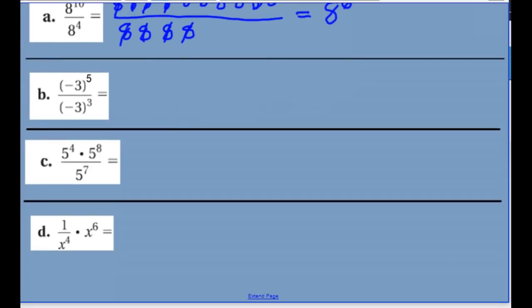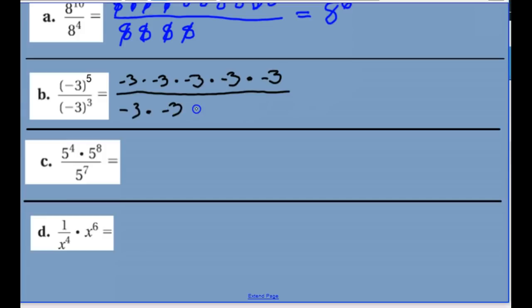Our next one, we have -3 5 times on the top. So if we create our problem, we have -3 times -3 times -3 times -3 and times -3. So 5 -3's on top. On the bottom we have 3 -3's, so -3 times -3 times -3, just 3.